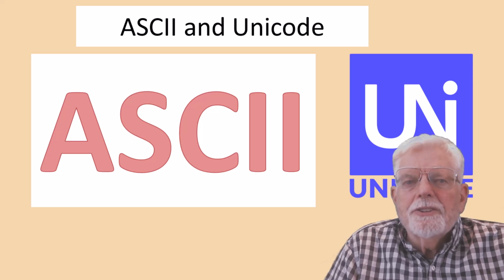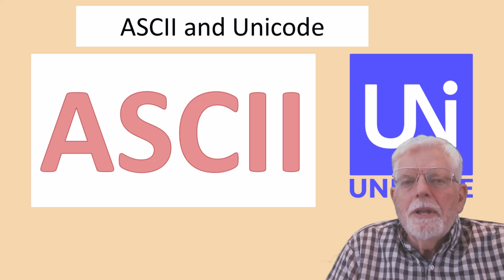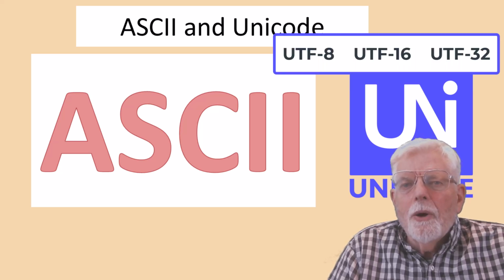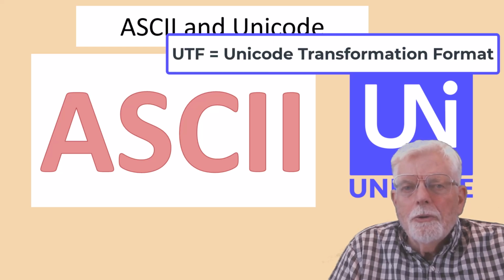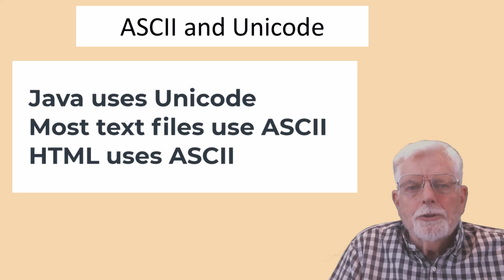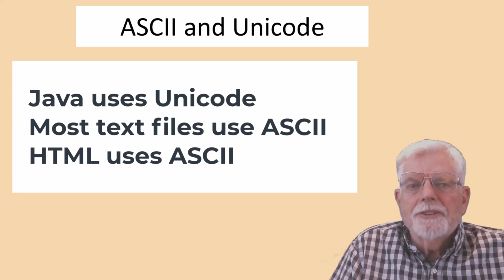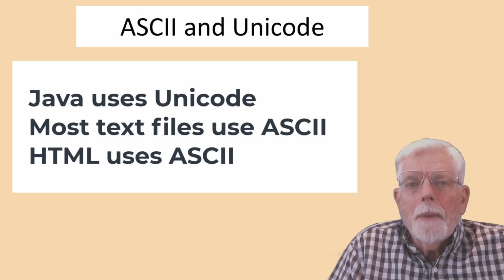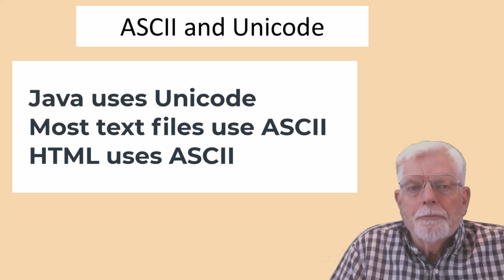This was fine for the English language, but computers began to be used in many other human languages with many other characters and emojis. Unicode defines 3 encodings: UTF-8, UTF-16, and UTF-32. UTF stands for Unicode Transformation Format. Java uses 2 bytes for the character data type and Unicode character data type. However, most text files with the .txt file extension store characters in ASCII. HTML is used for web pages and uses the ASCII character set.